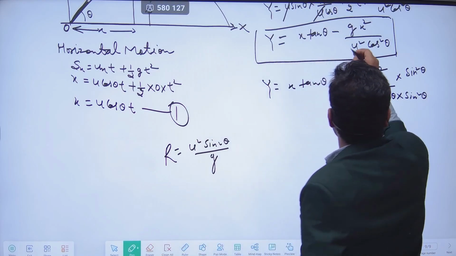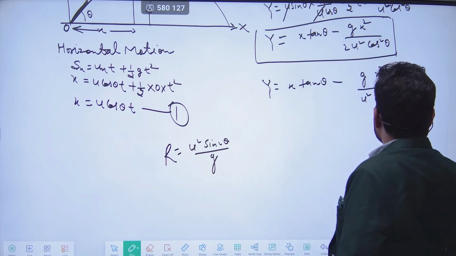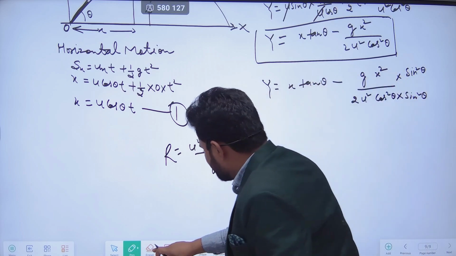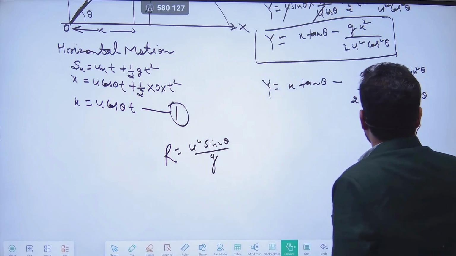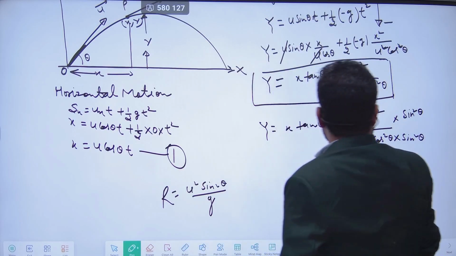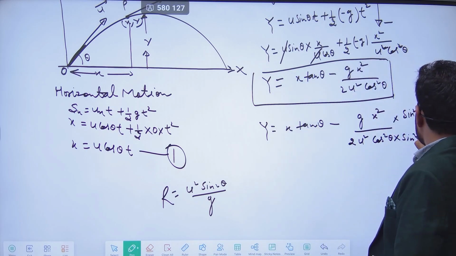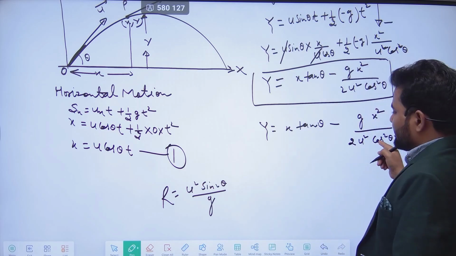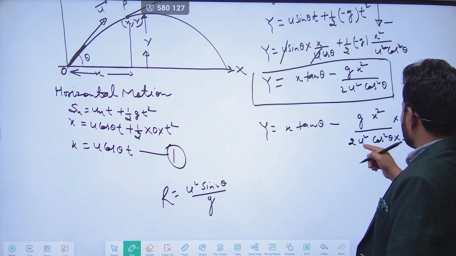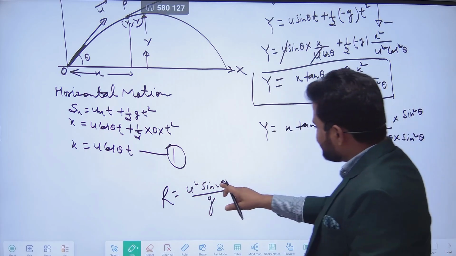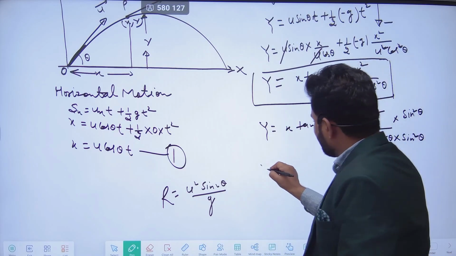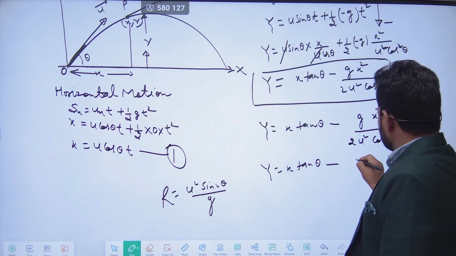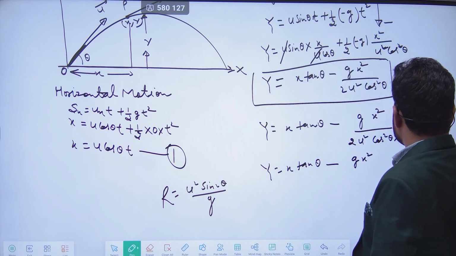Here already we have 2 in the expression. So from here we'll get 2. Then we have multiplied by sin square theta. So what we'll get here is sin square theta into cos square theta into 2 sin theta into cos theta, that is sin 2 theta. So from here y is equal to x tan theta minus g x square, and here sin square theta.